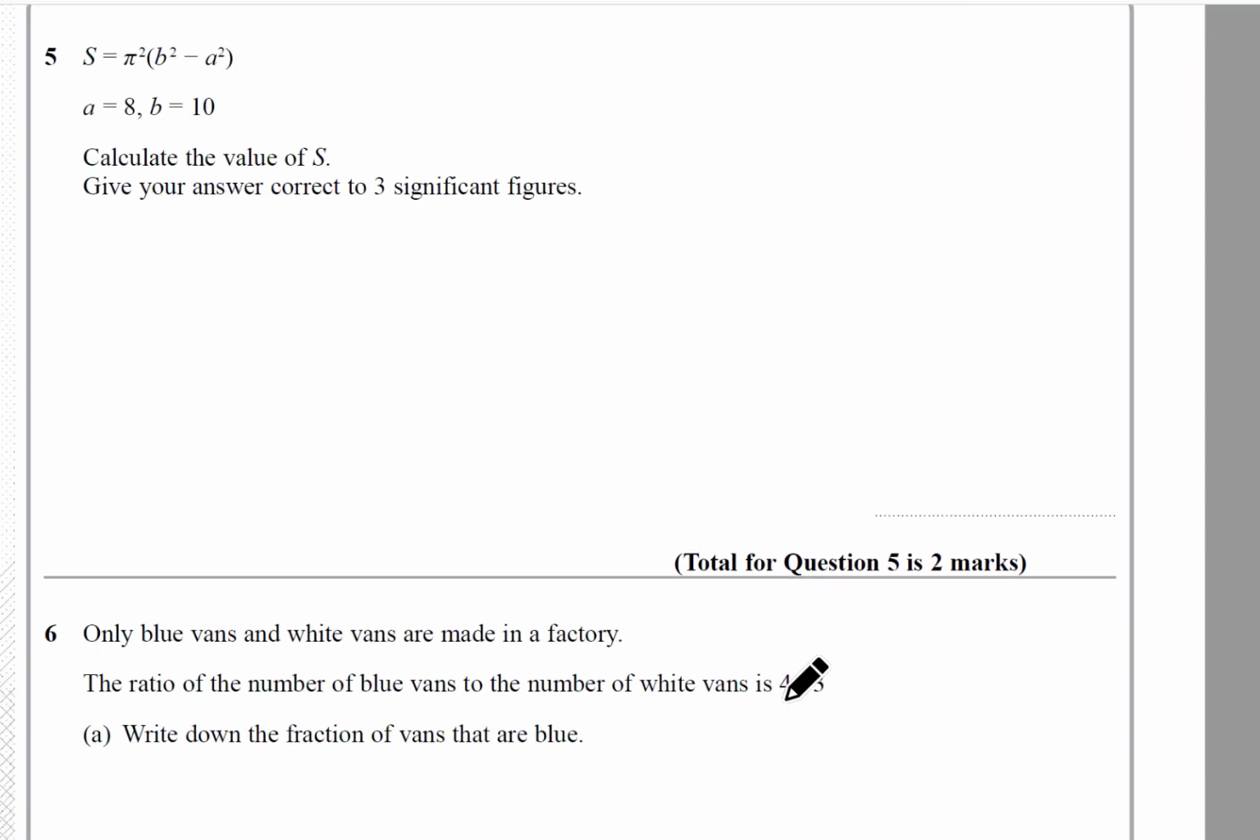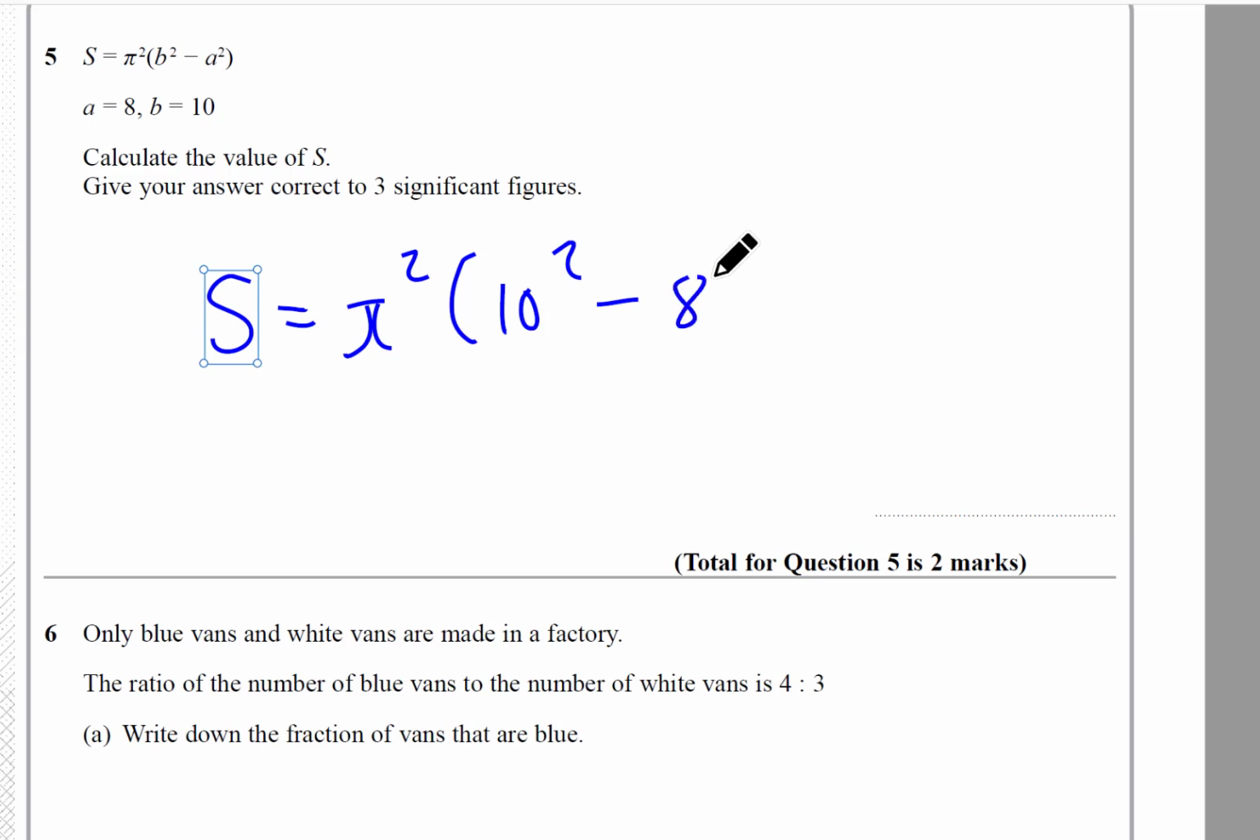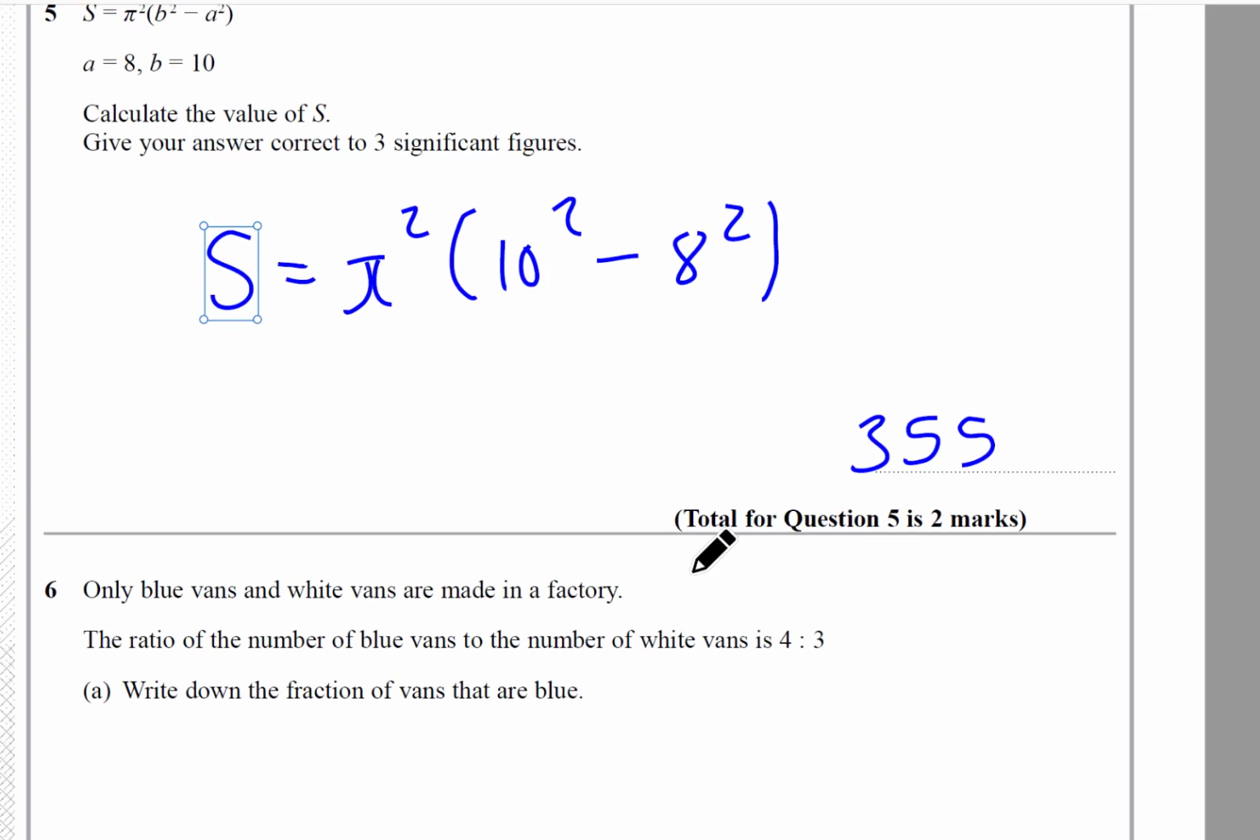That is another straightforward 4 marks. Substitution question here, but it says round it to 3 significant figures. So use the pi button, substitute that answer. Let's get a method mark and just type in 10 squared minus 8 squared. Work out your answer, it will be a decimal because of pi. Remember to round to 3 significant figures, and that answer will be 355.